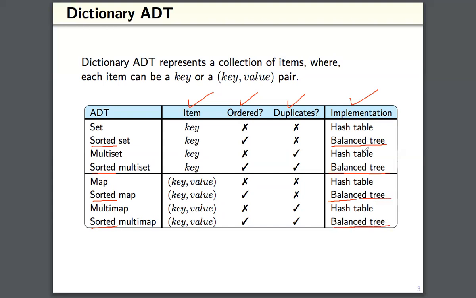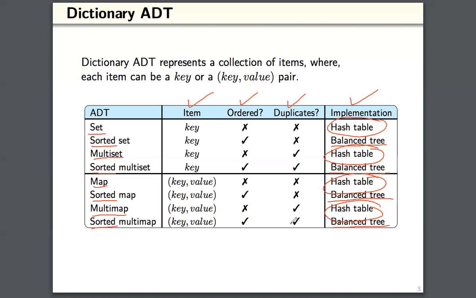Sorted means you use a balanced tree. We will cover one type of balanced tree later, right? As unsorted collections, you use hash tables. Okay, hash tables we will cover in the next topic.